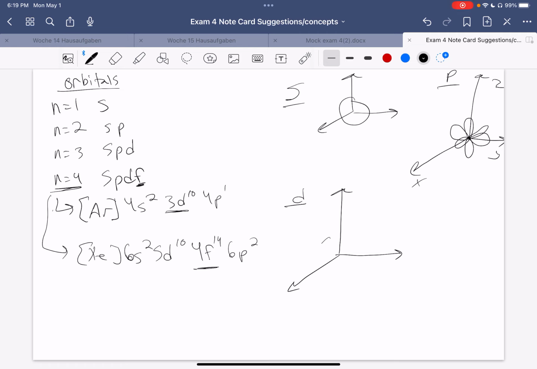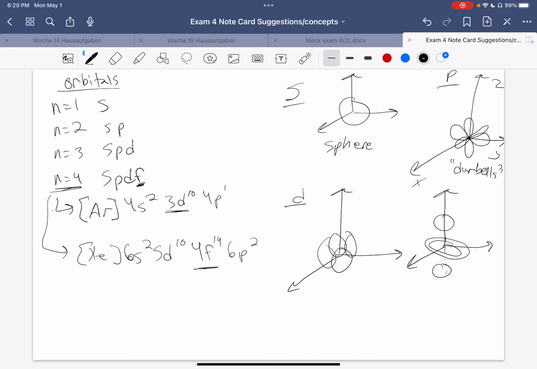God, yeah, these are really hard to draw. It's like four little lobes connected to the origin. And there's also an orientation for d orbitals where you have a kind of ring right there, and then two lobes right here. It's really wacky, and you shouldn't really have to remember anything above that, but just remember that s is just like a sphere. A sphere for s orbitals, dumbbells for p orbitals, and then d orbitals is just whatever.